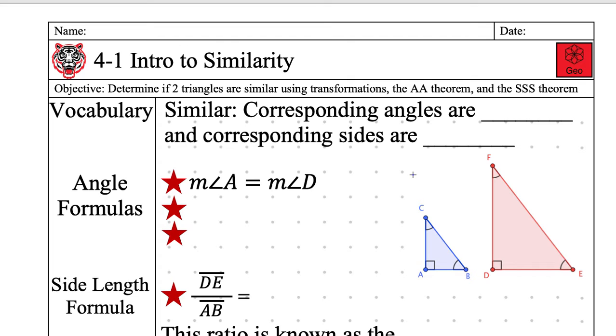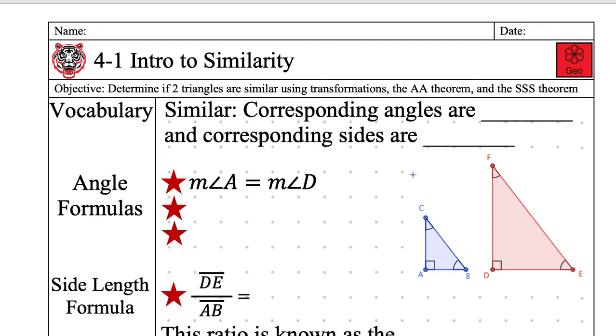Who would like to read the objective with a quiet raised hand? Gunnar, thank you. Determine if two triangles are similar using transformations, the AA theorem and the SSS theorem. There it is. And you don't know what those are yet, but you will by the end of today. Can you please turn in your card, Gunnar? Thank you.